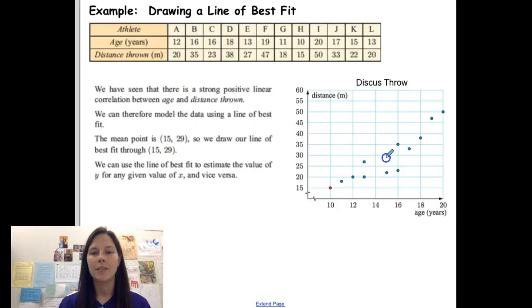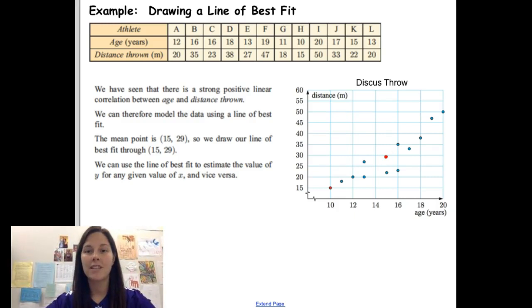So here we have an example. This is from our opening problem, which we've seen before. It is the discus throw. So the age of the person and how far they throw the discus, we have already determined that they are positively correlated, and that it seems to be a fairly linear correlation. So now we have calculated the mean age is 15 and the mean distance thrown is 29. So we're going to plot that point on the graph, and then we're going to sketch a line of fit through that point that again balances the number of data values above and below, as well as the spacing.